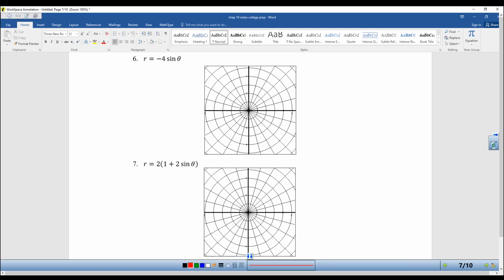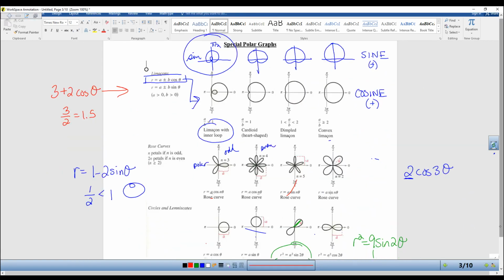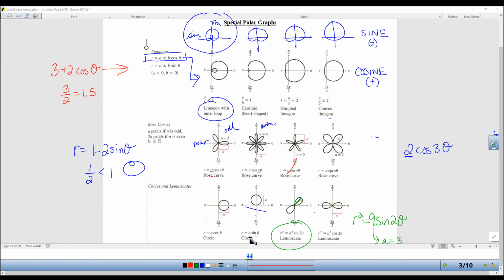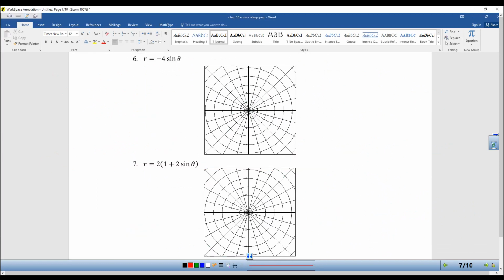Number 6, r is equal to -4 sine theta. So again, I go back to my chart. Sorry, back and forth, back and forth. And I look for it. I see it right here. It says -4 sine theta. So I know that my A is going to be 4, but because it's negative, I'm predicting that my circle will be underneath instead of on top. So I go back. I feel like I know what it's going to look like. I think to myself, it's going to look like this, but I still always plot some points.